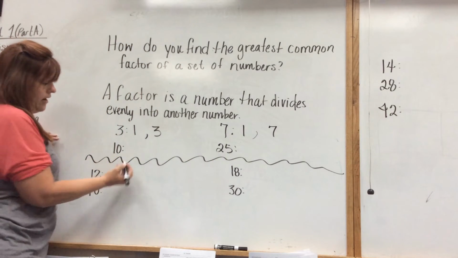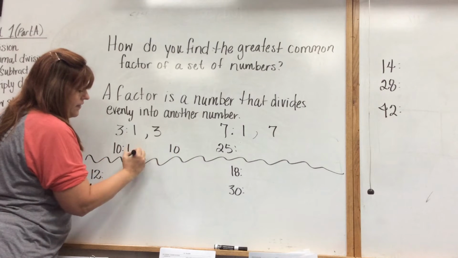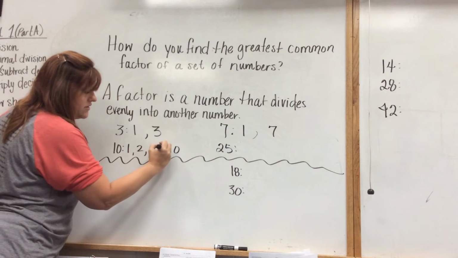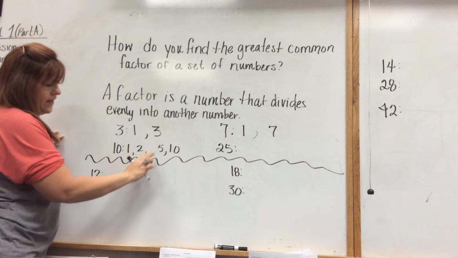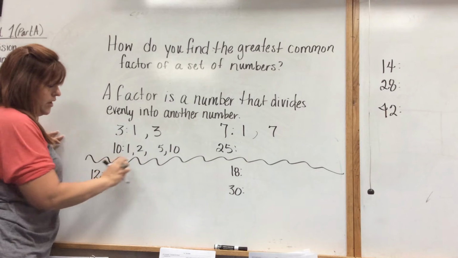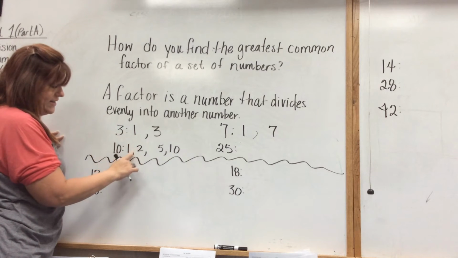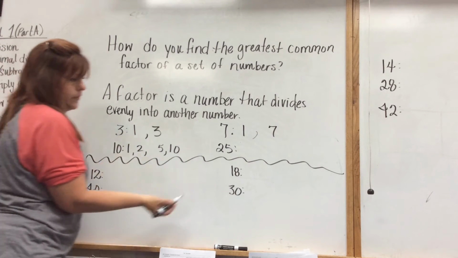Okay, 10. I always start with 1. 1 times 10. And then it's even, so 2 times 5. And then I'll check the numbers in between them, 3 and 4. No. So 10 has 4 factors. It has more than 2 factors, so it's a composite number.